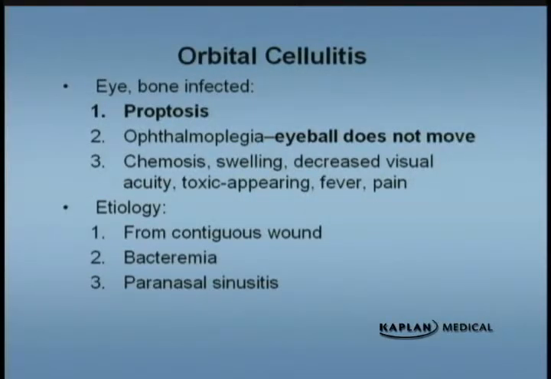Orbital cellulitis, however, involves deeper layers. It can occur from a sinusitis that has extended outwards, and it causes entrapment of the muscles of the eye, and therefore the eyeball does not move. That's the important thing that you need to remember to answer your exam question. They can have proptosis, which means that the eyeball is actually bulging outward, and remember, the eyeball does not move. It could be from a wound that gets infected. It could be from sinusitis.